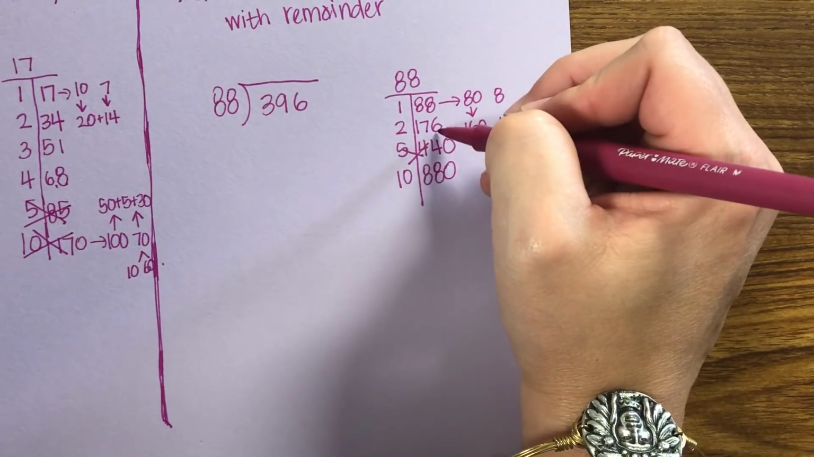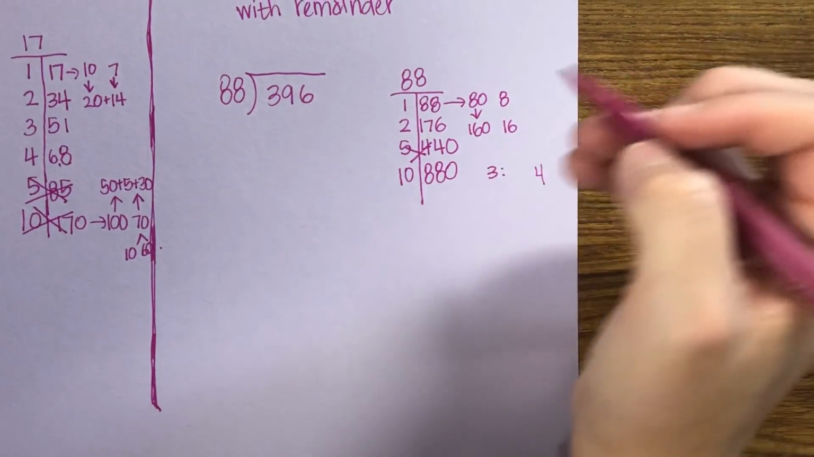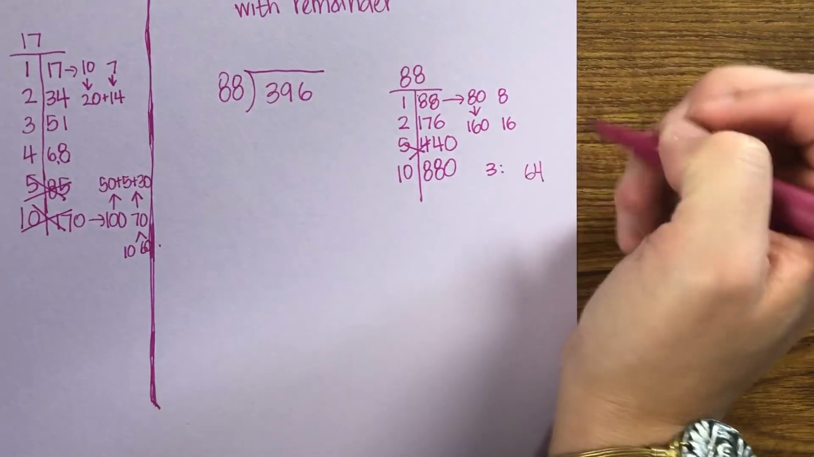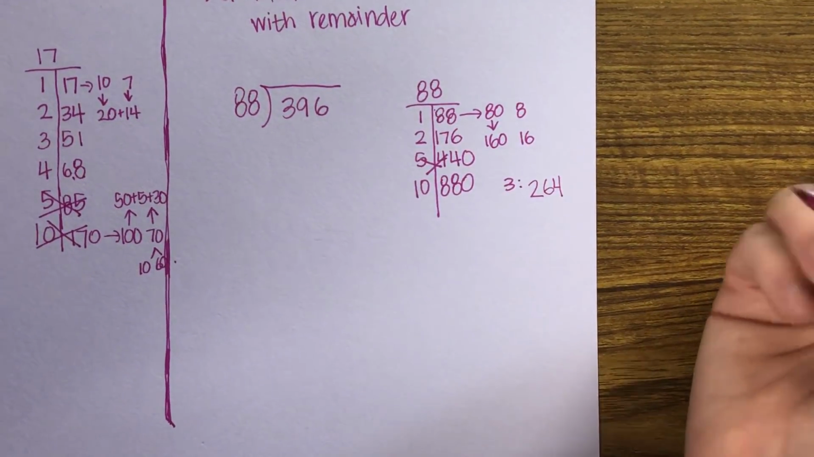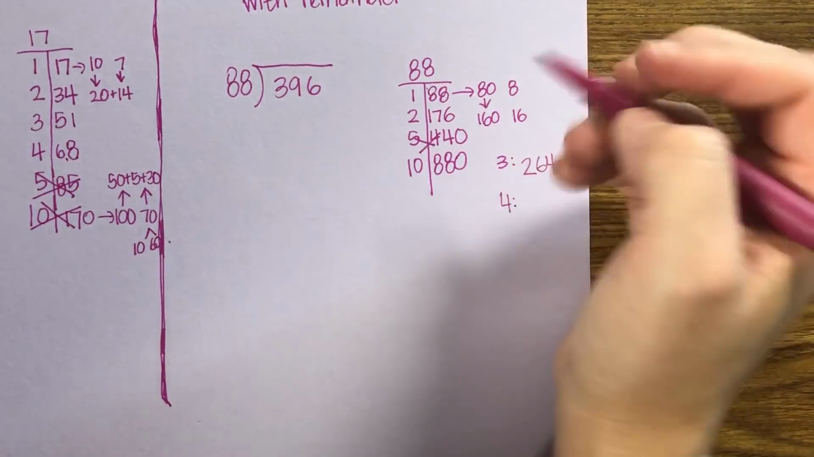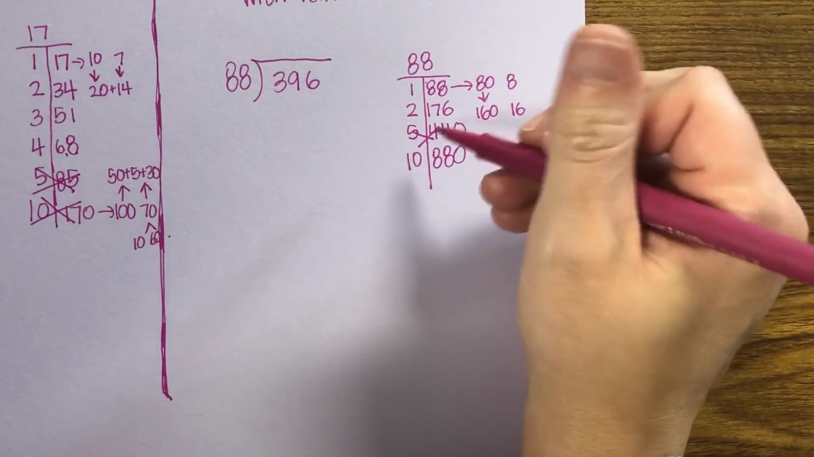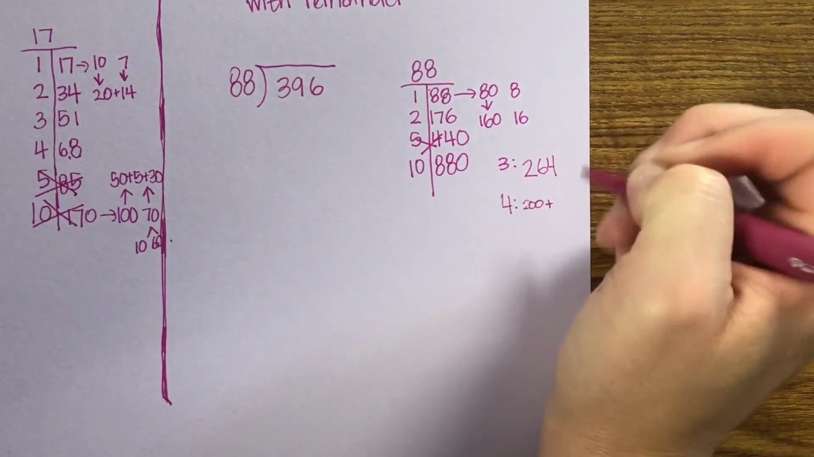Remember, we can go ahead and we can come up with 3. We can add 88 and 176. We would get 14. Carry a 1, you would get 16. Carry another 1, and you would get 264. Or I can go ahead and find 4, doubling 176. So that would be 200. It may be easier for you to do it this way.